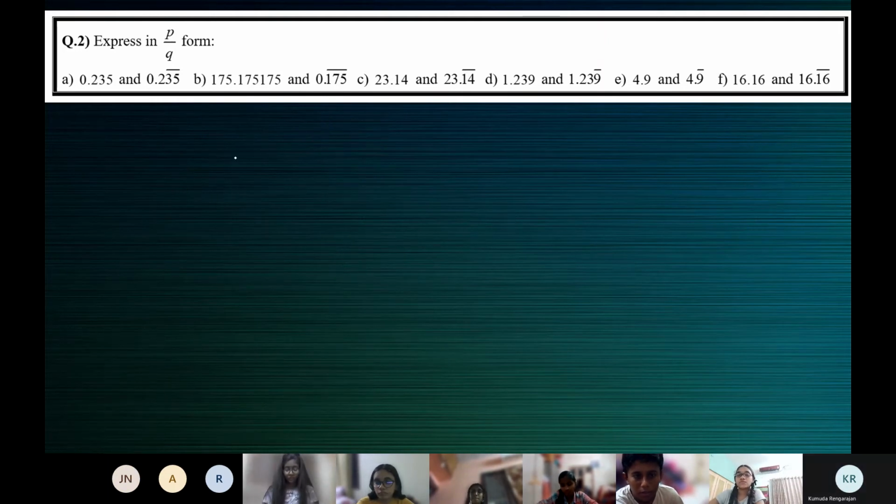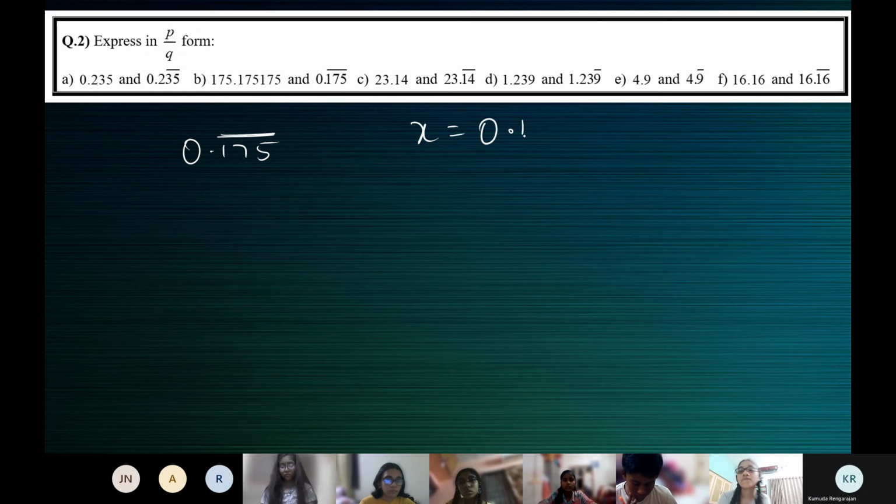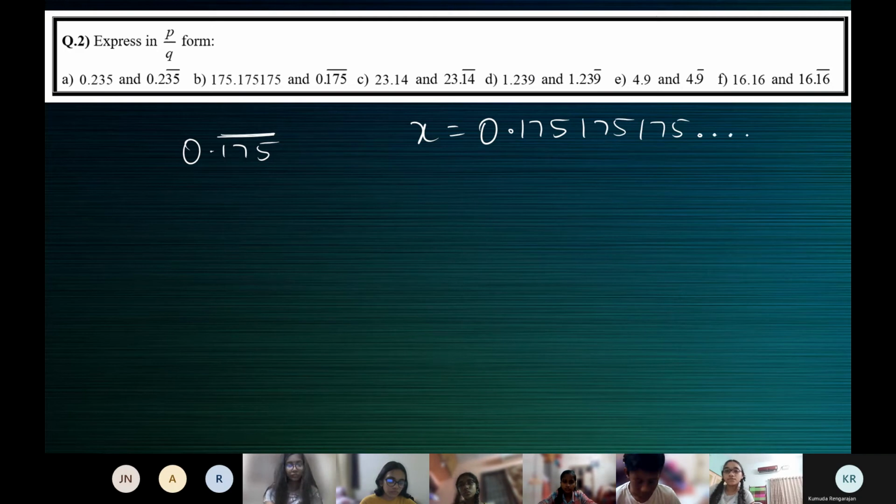All right. So now tell me, what will you do with 0.175 recurring? You will say let x is equal to 0.175 recurring. Is this correct? Yes, ma'am. After this, will you find 10x, 100x, or 1000x? 1000x, ma'am. You should find 1000x.